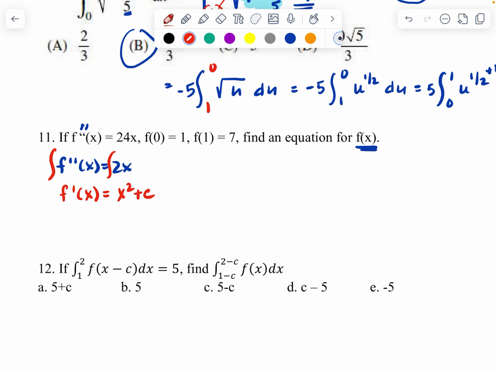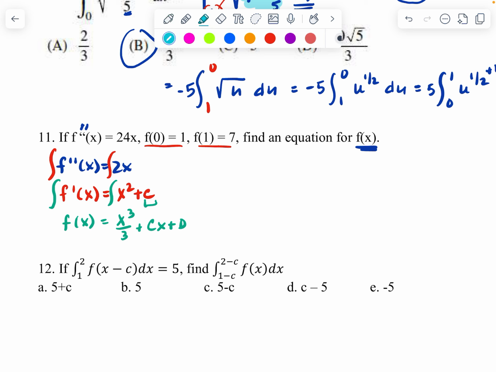Okay? Now I can't really plug in any of these because there's no f primes there, so I'm going to keep on going. If I take the integral again, let's do a different color. The integral of f prime is f of x. So this is going to be x cubed over 3 plus the integral of c is cx, and then plus another constant d. Okay, so now I have to find that c and that d.